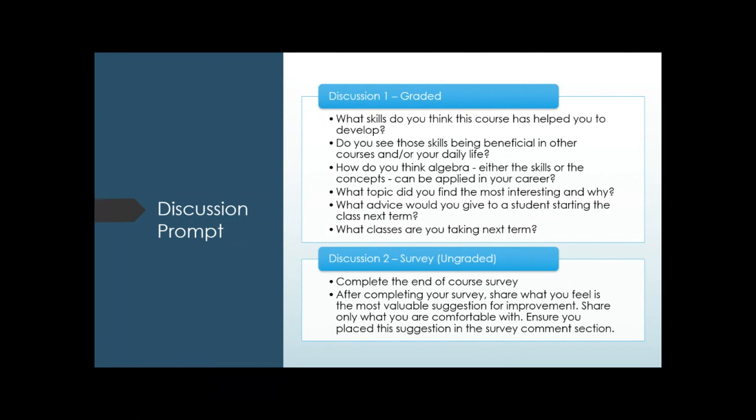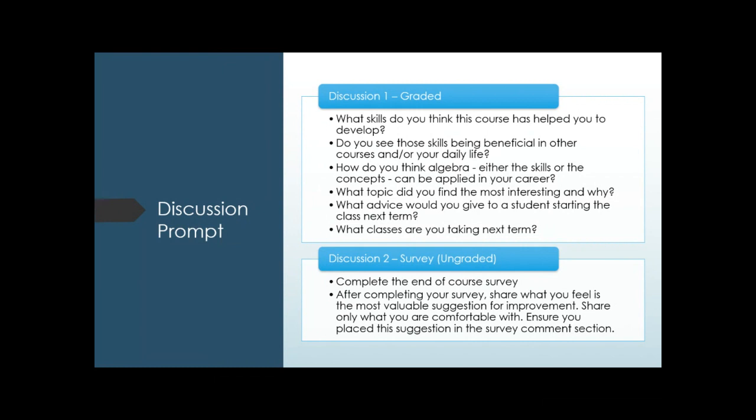Then the second forum is an ungraded discussion forum. So if you post there, you will not get a grade for it, but it corresponds with the end of course survey. There is a link to the end of course survey that you would take. Please take it so that we can get feedback. And then after completing your survey, share what you feel is the most valuable suggestion for improvement. Share only what you're comfortable with and ensure that you place the suggestion in the survey comment section. So it's in the survey and then it's also in the discussion.